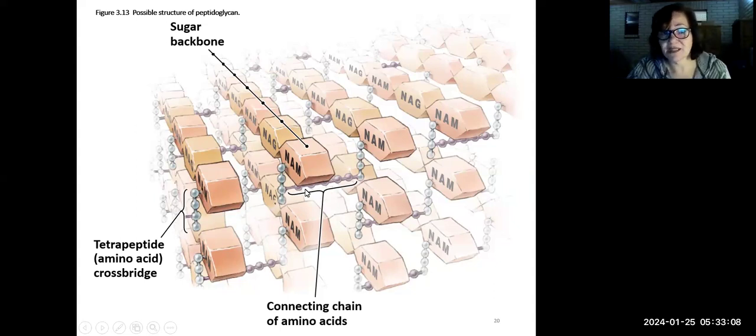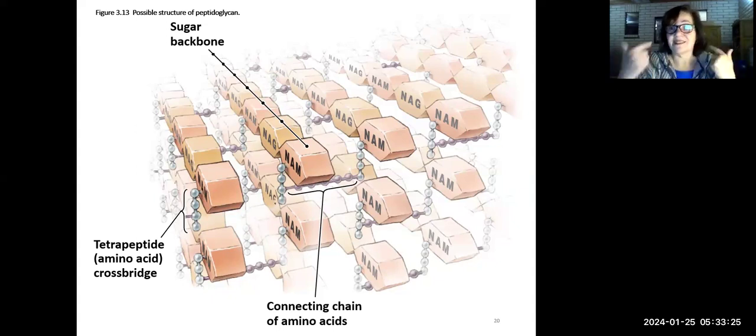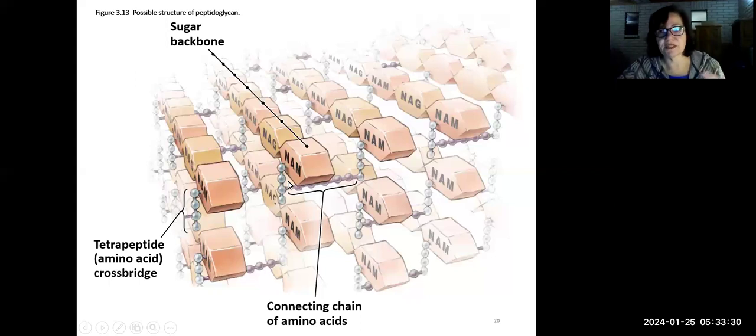Again, why does it matter? Because different medications affect different parts of these structures. And that's part of why in microbiology we study these structures. It's not like in and of themselves they're so fascinating. Part of it is, how can I kill this thing in a way that's not going to kill the human patient? And so that's why you need to know about these structures.